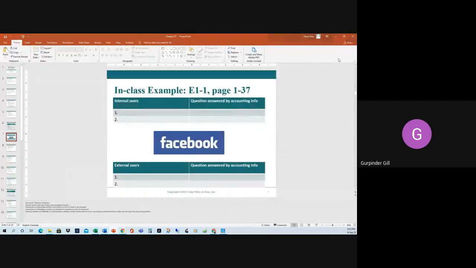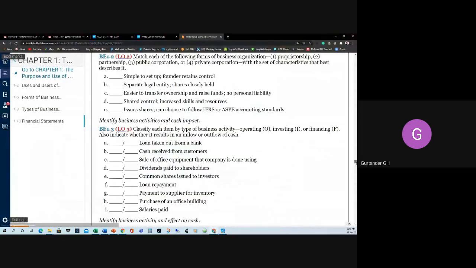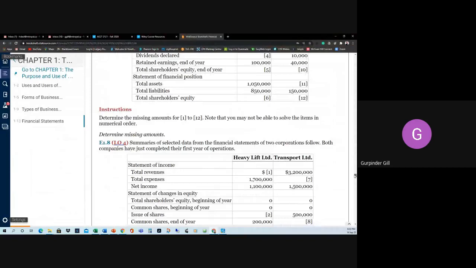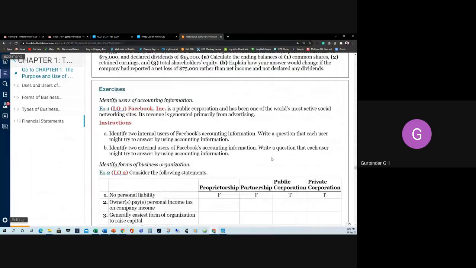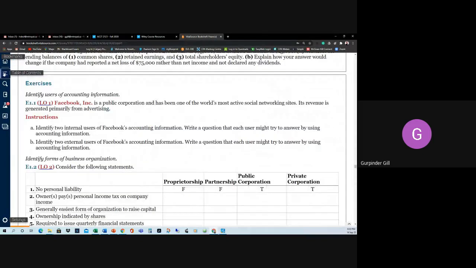All right, we're also looking at E1-1. Facebook Inc. is a public corporation and has been one of the world's most attractive social networking sites. Its revenue is generated primarily from advertising. So we are to identify two internal users of Facebook accounting information and what type of information they might be looking at, and two external users and what type of questions they might be looking to address. What are your thoughts?